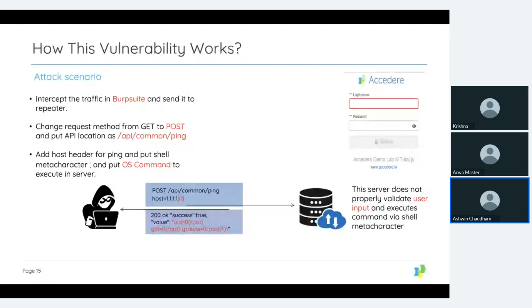Once we execute this, what you will see is this POST message going with the host ID 1111 and a semicolon and the ID command. And the response we get from the server is 200 OK, success true, value equals UID zero, root. That means we have gained root access on the server. So this is how it is planned to show you in the live session now.